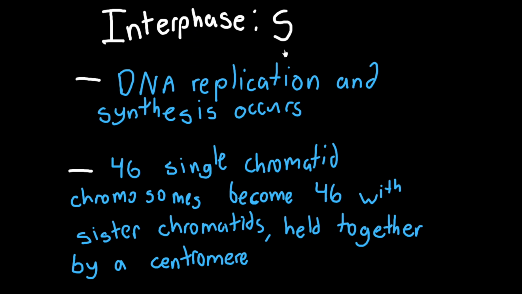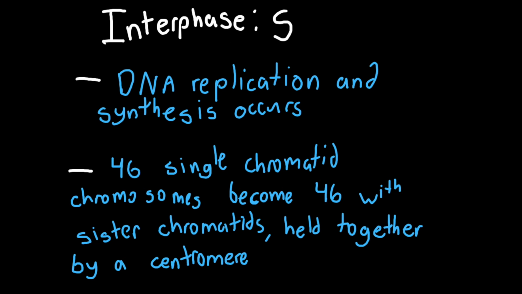Now this next phase is the S phase, and this is the DNA replication phase. So in this phase, like I just said, DNA replication and synthesis occurs, and 46 single chromatid chromosomes, so the one purple strand that I showed earlier, become 46 with sister chromatids held together by a centromere. So basically what's happening is the 46 single strand chromatids, an extra chromatid is being added on to each one, and they're held together by a centromere, but they're still considered 46 chromosomes. So it's not like there's 92.